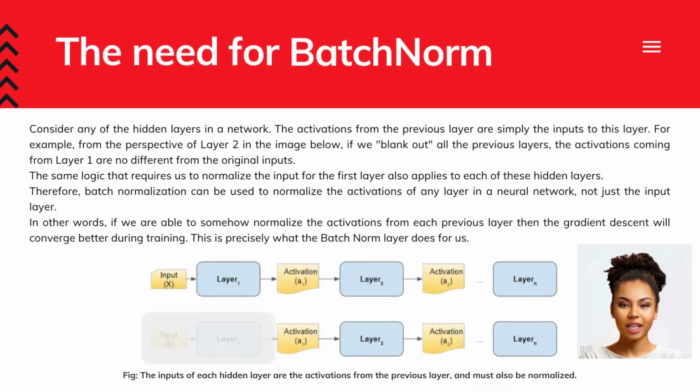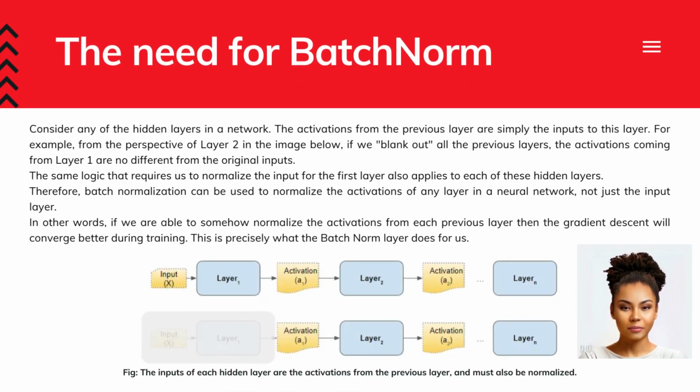Let's focus on any hidden layer within a network. The inputs to this layer stem directly from the activations of the previous layer. To illustrate, consider layer 2 in the diagram below. If we blank out all prior layers, the activations originating from layer 1 are indistinguishable from the initial inputs. The rationale that drives the normalization of input for the first layer remains valid for these hidden layers too.